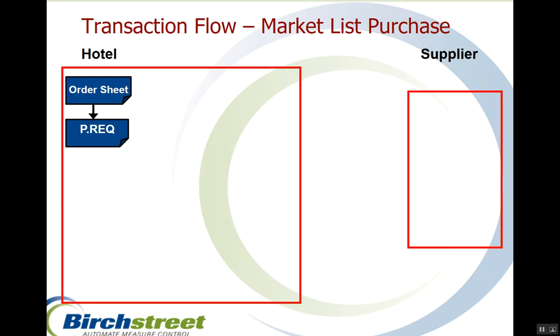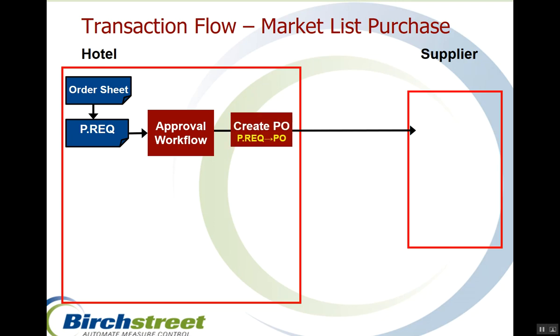Let us go through the transaction flow for marketplace purchase. So in the beginning, the hotel user will be creating a purchase request. The purchase request will be submitted to the head of department, and it will go through a list of approval flow. So once it has been approved, it will be sent by the system to the purchasing department. The purchasing department will then convert the purchase requests to the PO.